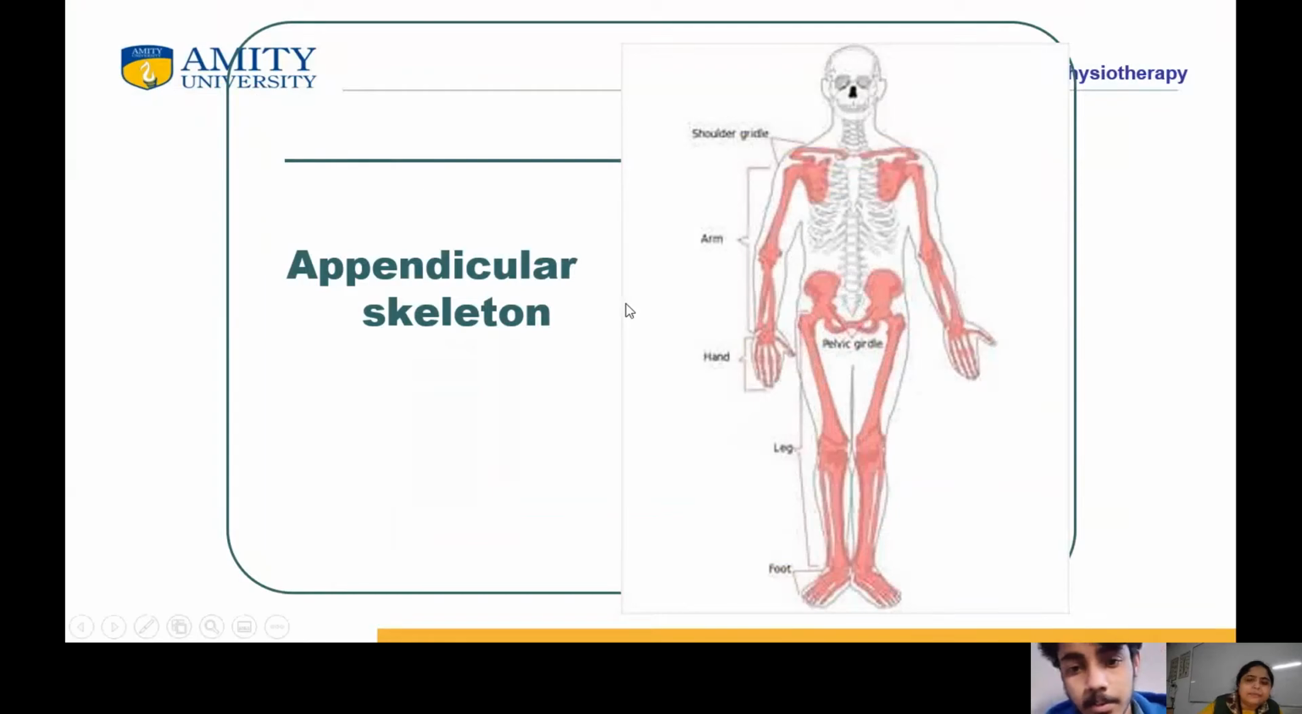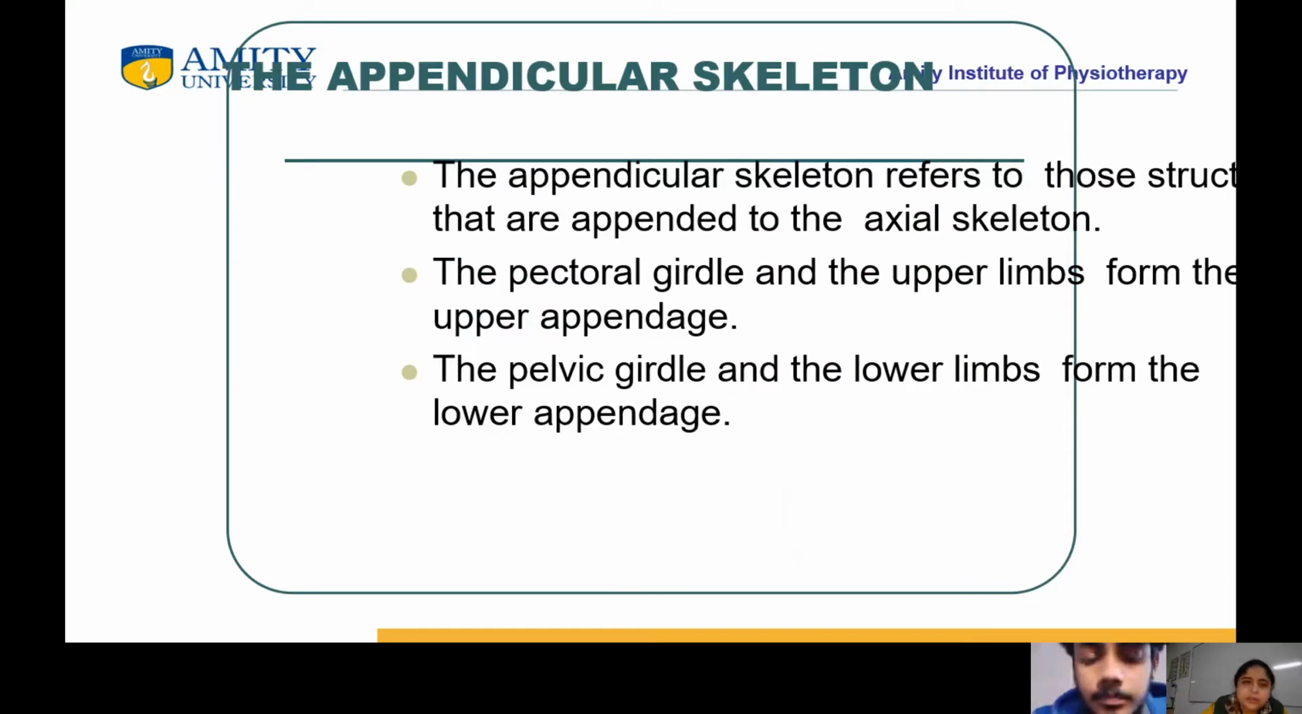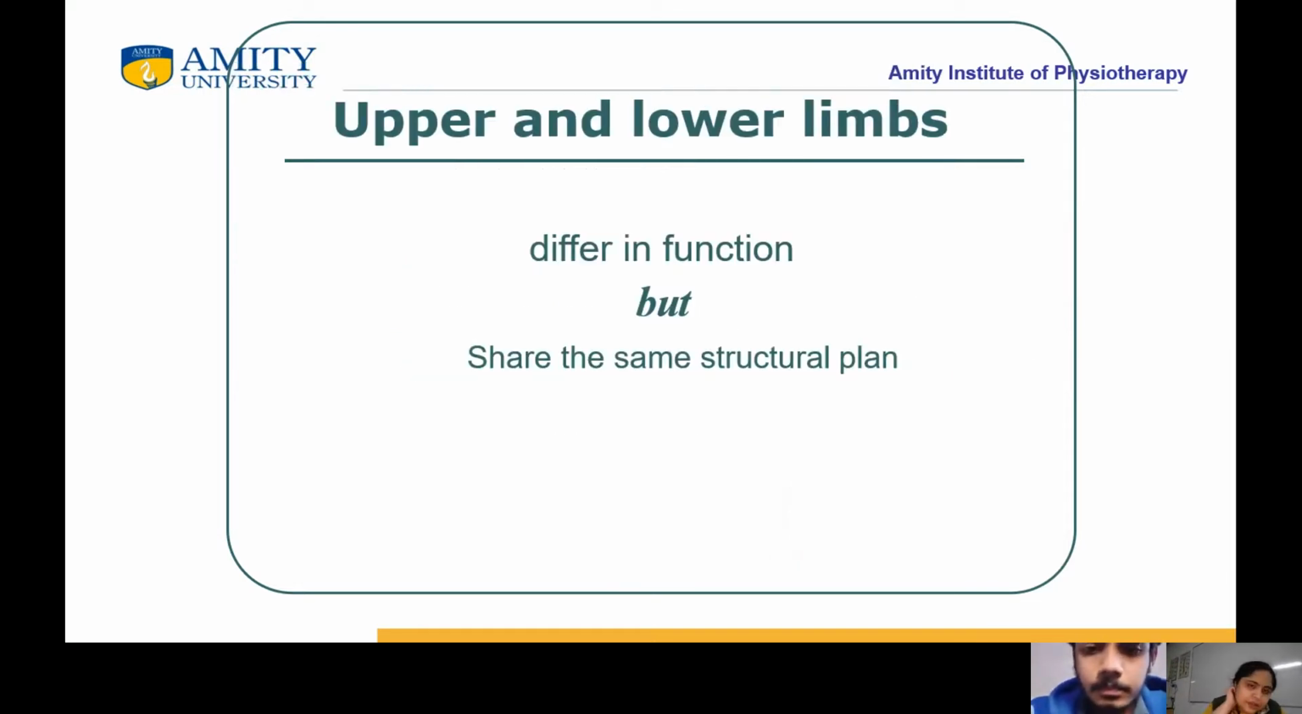Yes, ma'am. As we have discussed in the upper limb, the appendicular skeleton consists of the upper limb and the lower limb. The upper limb we have already done in NAT 102. So now we will be dealing with the lower limb.